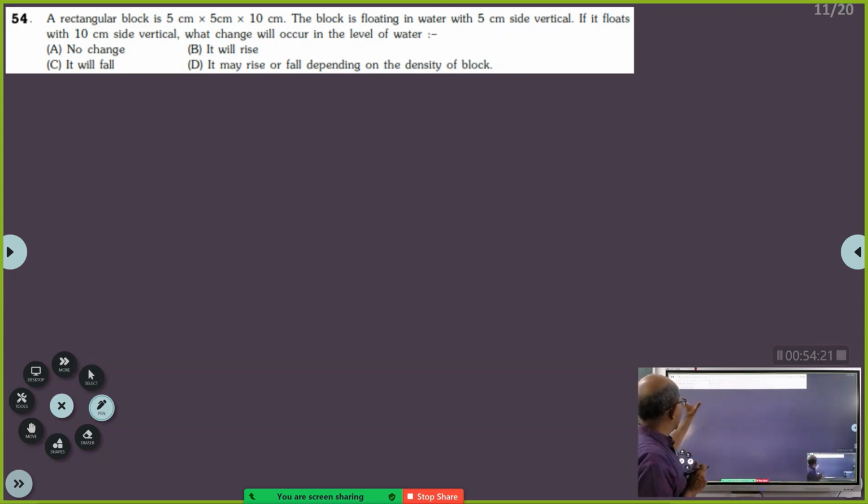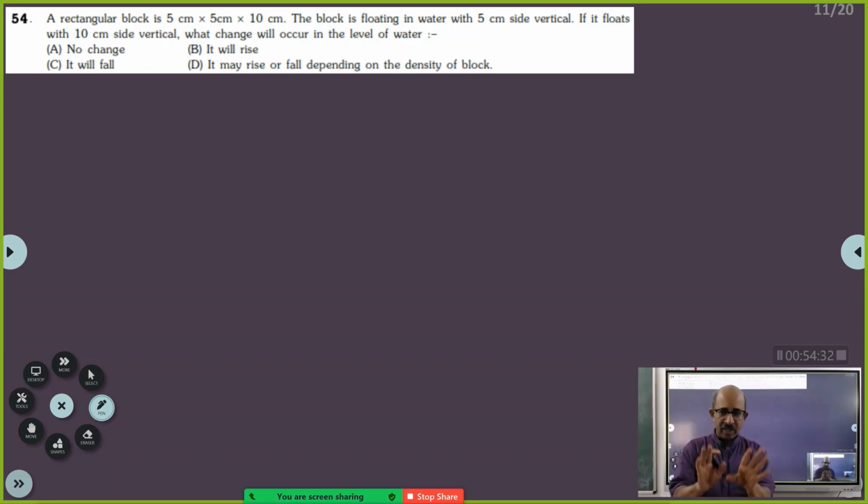So here you see a rectangular block, the block is floating in water with 5 centimeter side vertical. If it floats with 10 centimeter. See, the body is still floating? No? Hello?